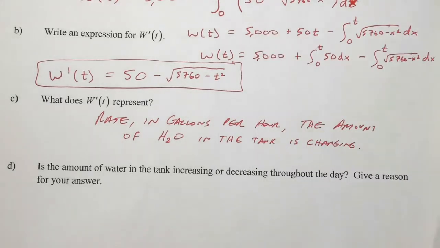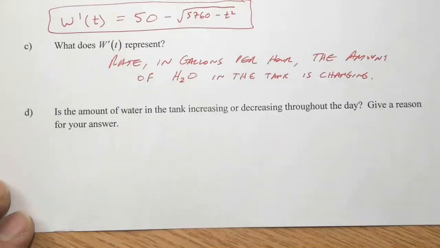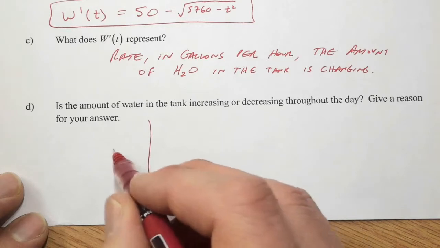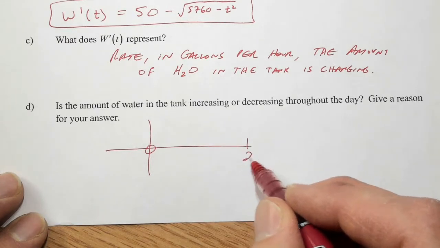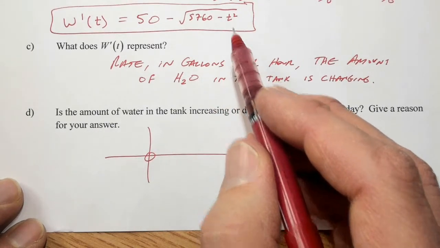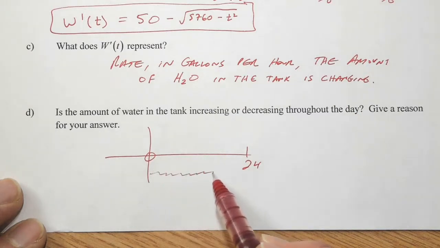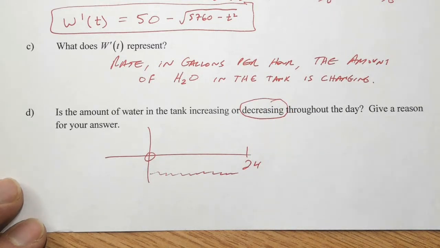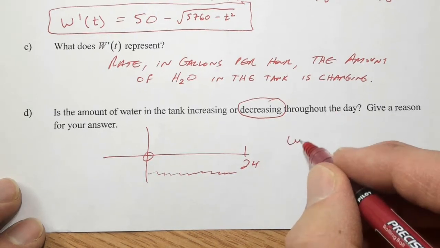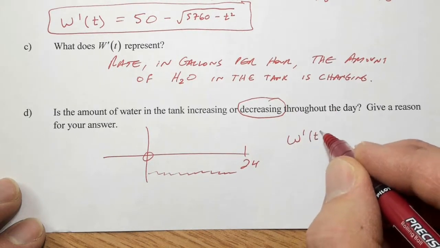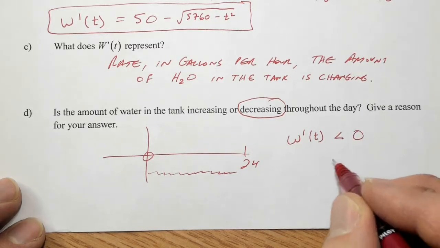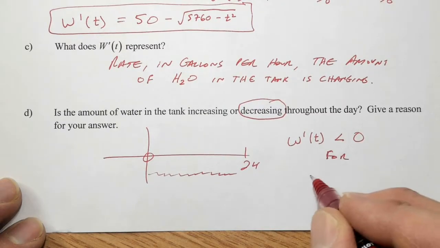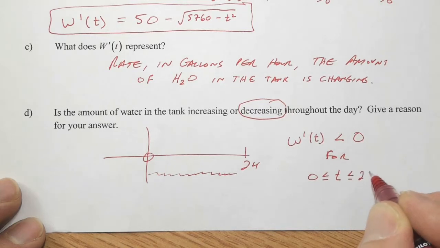And in fact, if we look at the graph, which you don't have time to enter in here, but if you look at the graph from 0 to 24 of your derivative right here, you'll notice that the whole time the graph is down below the x-axis. The derivative is negative, which means our function, our amount of water, is decreasing throughout the day. All right, so decreasing because w prime of t is less than 0 for 0 less than or equal to t less than or equal to 24.